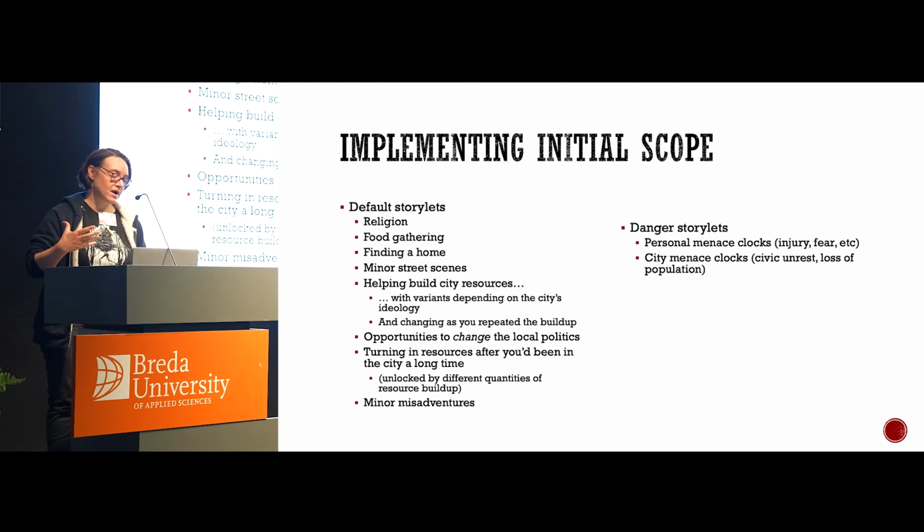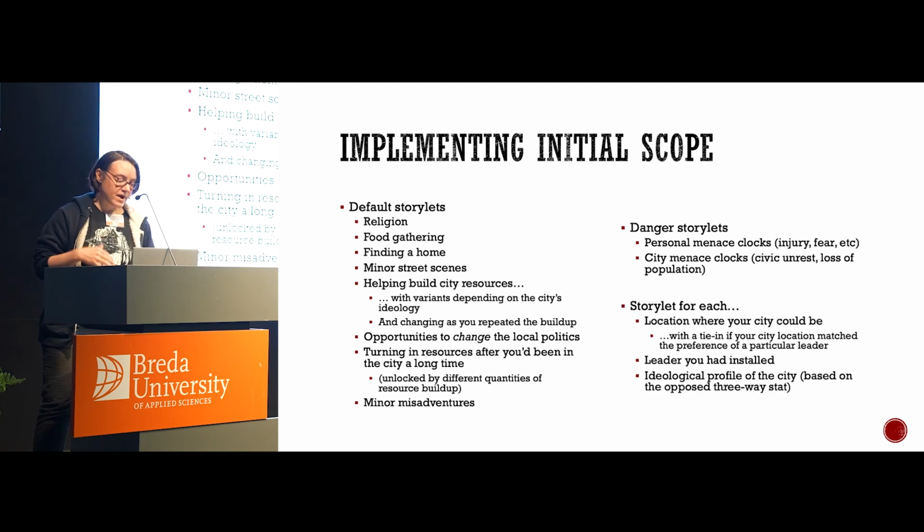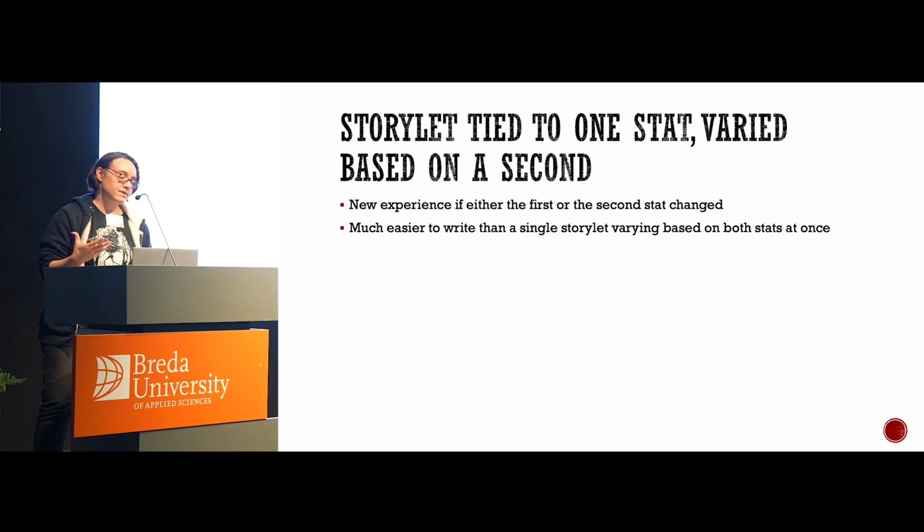Suppose we've lost a lot of the population, but the remaining population is quite angry and upset. That situation needs to play and read differently from one where we have civic unrest and there's a lot of population still around to express that unhappiness. Then we want some storylets that speak to each approach: what location you've founded your city in, what leader you've installed, what ideological profile you've picked, based on the previous refinement. We also did a fair amount of storylets tied to particular stats, where making the storylet available in the first place depended on one set of stats, but the actual content of that storylet varied depending on a second stat.